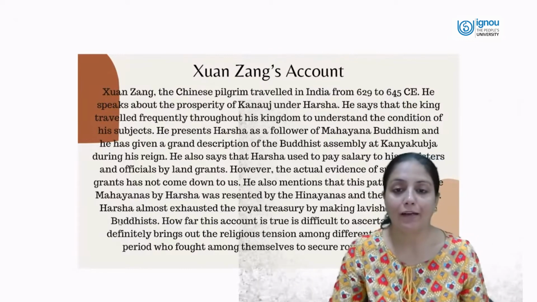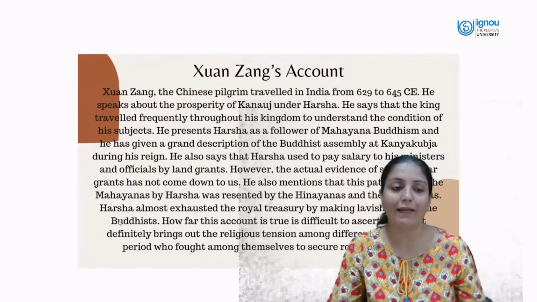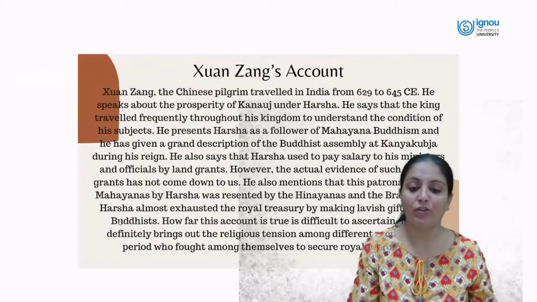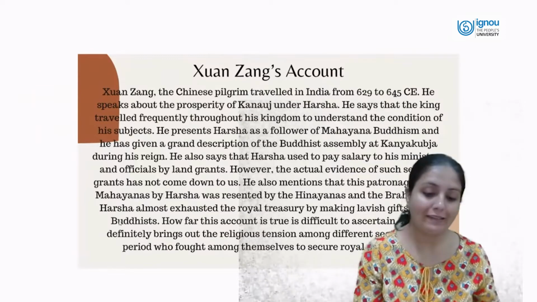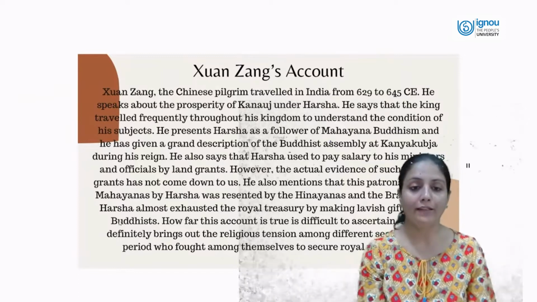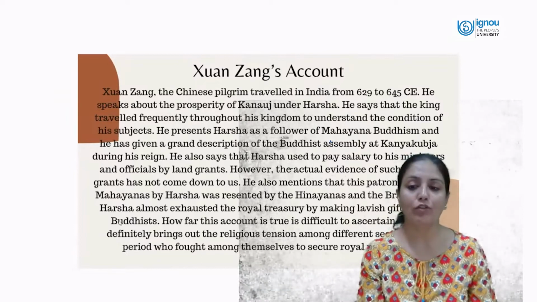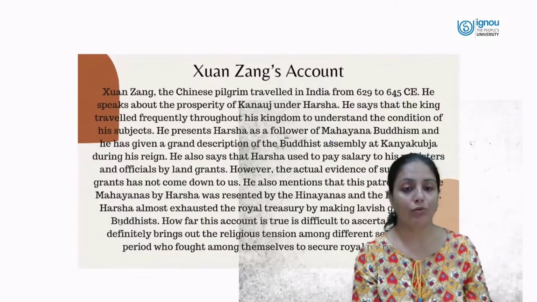He also says that Harsha used to pay salary to his ministers and officials by land grants. By land grants means Harshavardhana gave a piece of land to his ministers, to his officials, saying this land is yours and this is your salary also. However, the actual evidence of such regular grants has not come down to us.